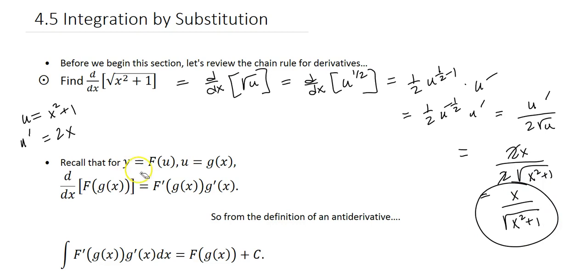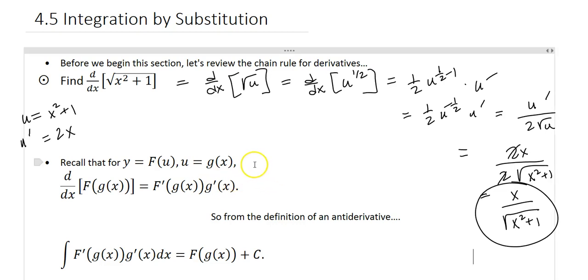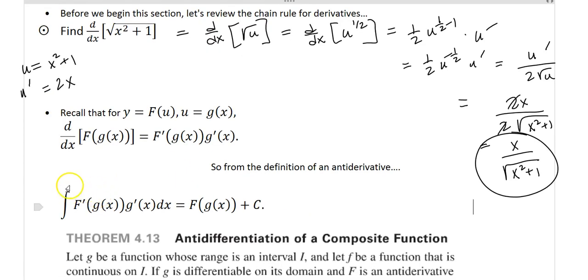So basically, for y equals some function of u, and u is a function of x, if you want to take the derivative with respect to x of f of g of x, that's going to be the derivative of f at g of x times the derivative of the inside, g prime. Now, if we were going to take the definition of an antiderivative and apply it to this, that tells us that the integral of f prime of g of x times g prime of x with respect to x is going to be equal to f of g of x plus c. Now this is the undo button for a derivative.